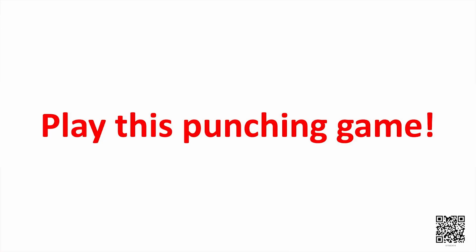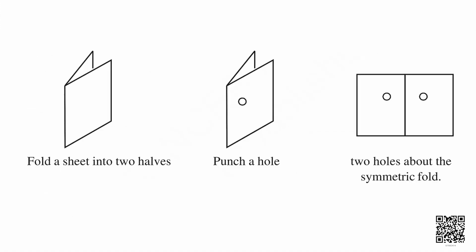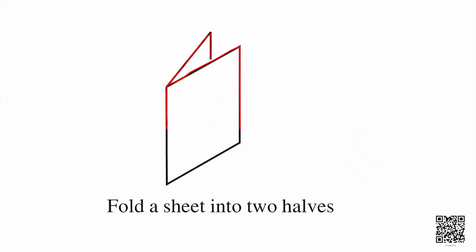So students, with this we are at a very interesting punching game. So in this game, we have to make a line on a piece of paper, and the fold is a line or axis of symmetry. Now study about punches at different locations on the folded paper and the corresponding lines of symmetry as you can see in this figure. First of all, we will fold a sheet into two halves.